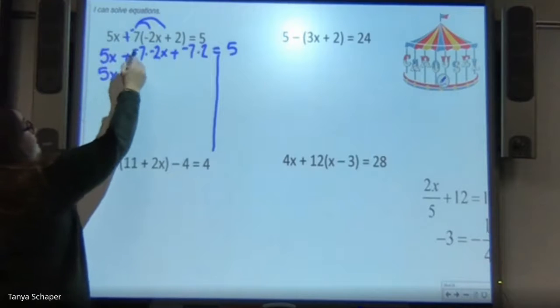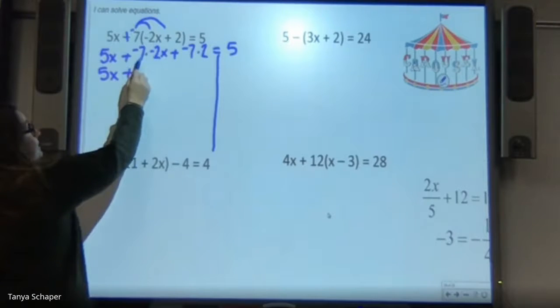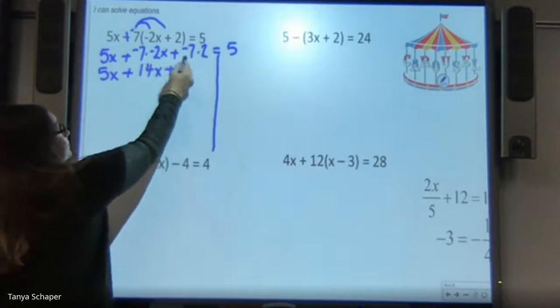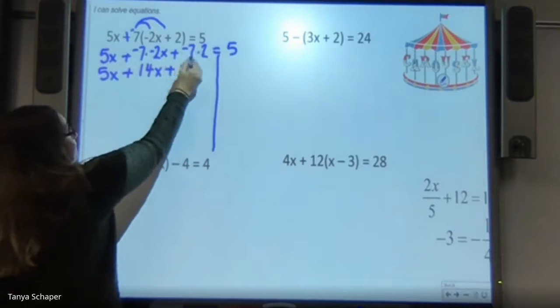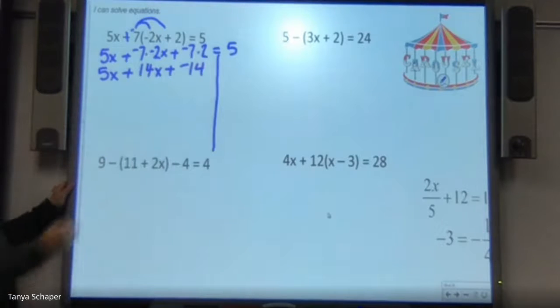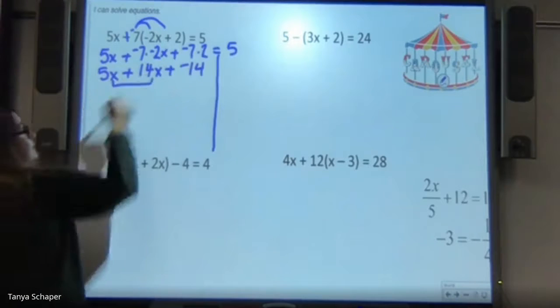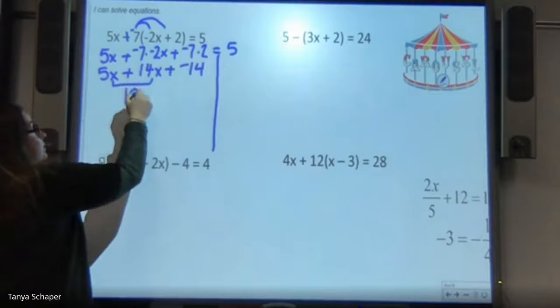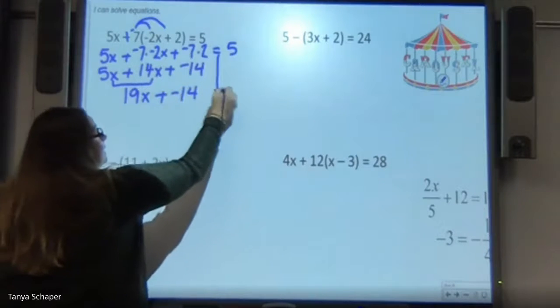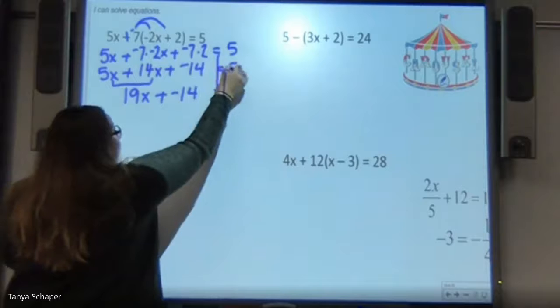5x plus negative times negative is positive. 7 times 2 is 14x. Plus negative times positive is negative. 7 times 2 is 14. I can then combine these two like terms. So 19x plus -14 equals 5.